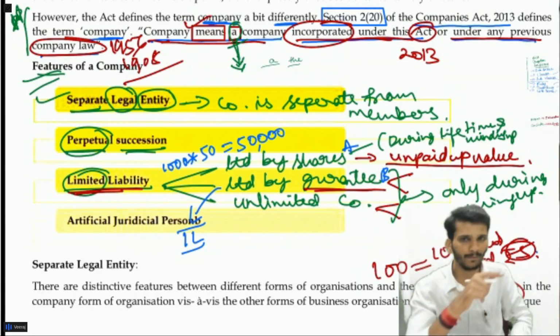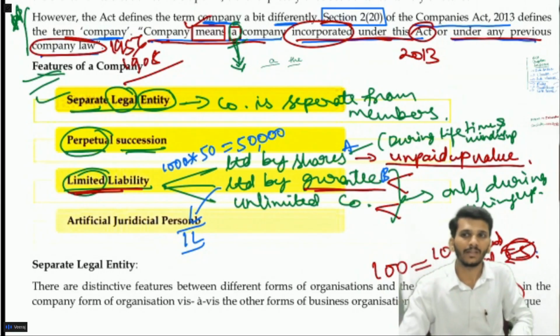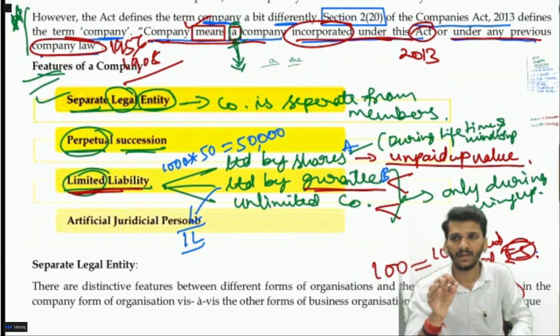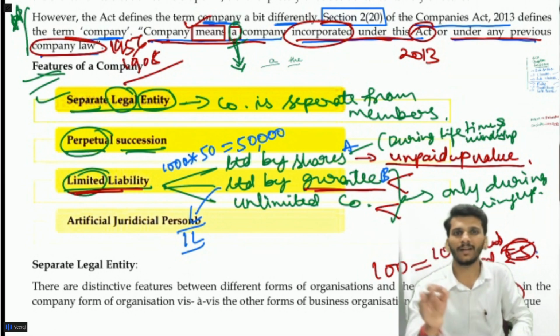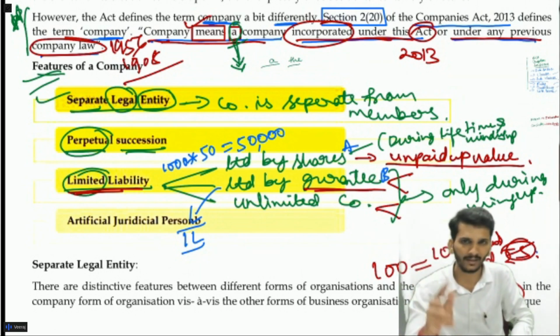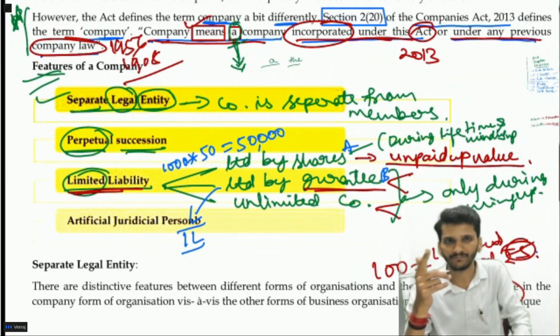Next, features of the company: separate legal entity, perpetual succession, limited liability. Then all these things, again, we have to write. Any question on the Companies Act for 5 marks or more, you have to write the introduction part. Even if the question is not asking that, you have to write that and go forward. 5 marks or more, 5, 6, 7.